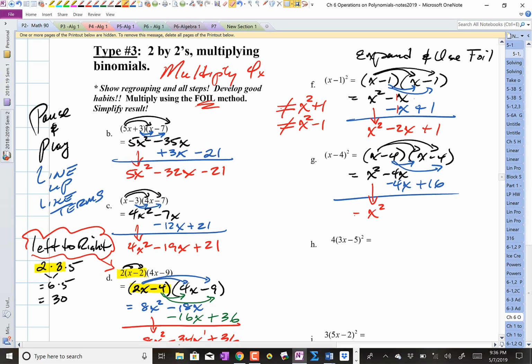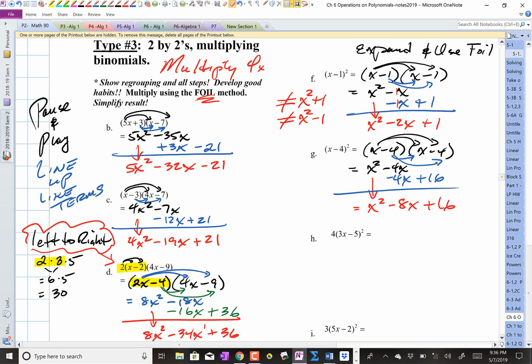So you add up the second degrees. Negative 4 and a negative 4 is a negative 8 because a negative plus a negative is a bigger negative. So negative 4x and a negative 4x is a negative 8x. And then plus 16. And it's already in descending order. So again, this expression here is not equal to x squared plus 16. It is not equal to x squared minus 16, which are commonly made mistakes.